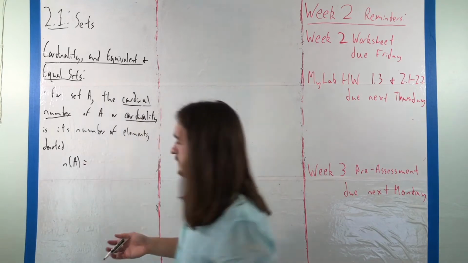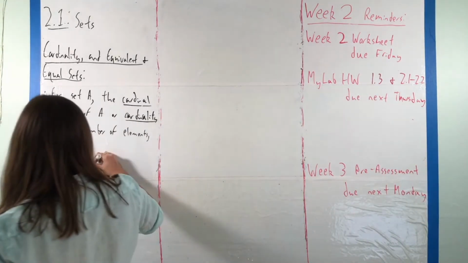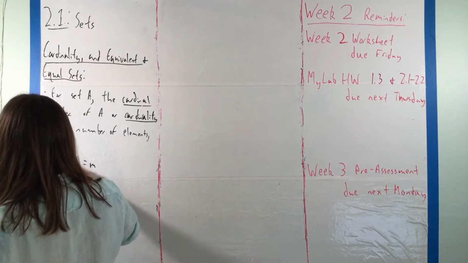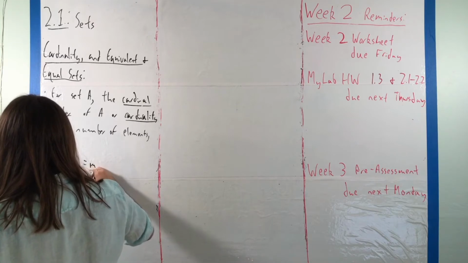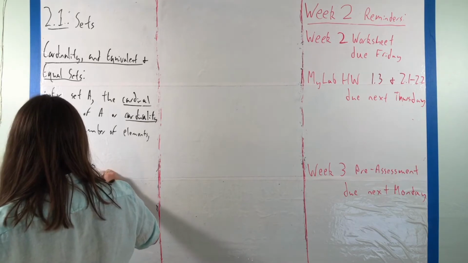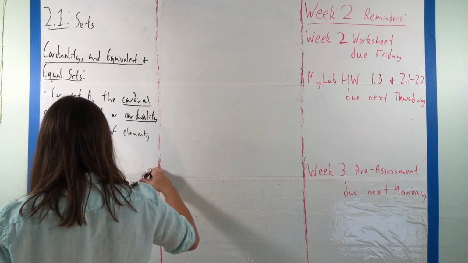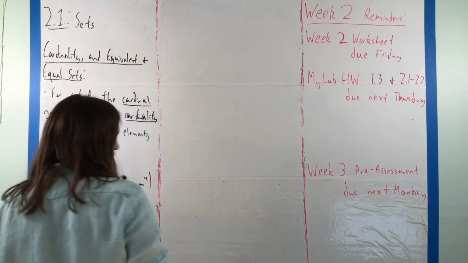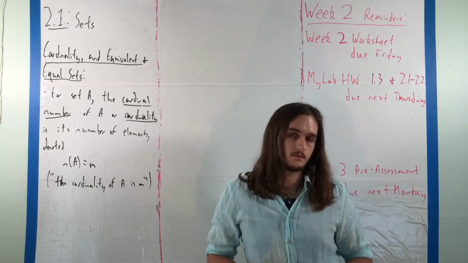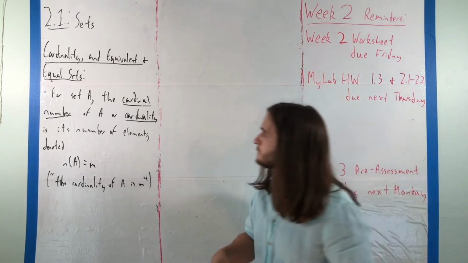So this says right here, and let's give it a value. I don't know, let's say the value there is M. So as a sentence, this is read as: the cardinality of A is M. Fairly straightforward.